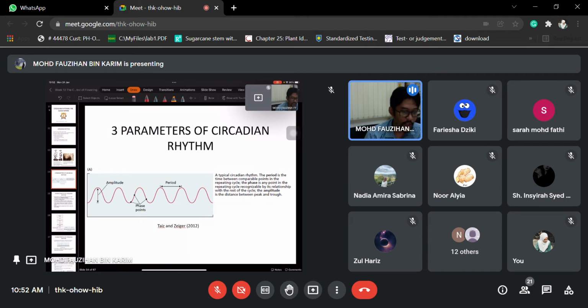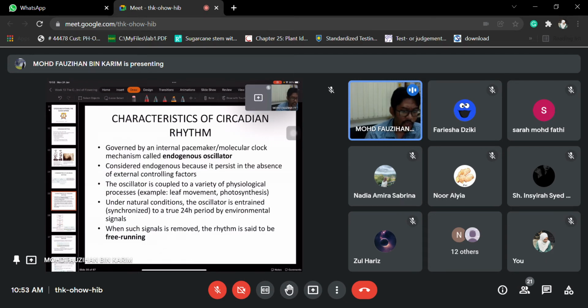3 parameters: amplitude, periods, and phase. Periods is between the peaks lah. Okay, biasanya 24 hours. So kita periods ni depends on the species. Okay, so the peak tu different of the species lah. Tapi normally memang kita according to Earth punya times is 24 hours lah. Right?